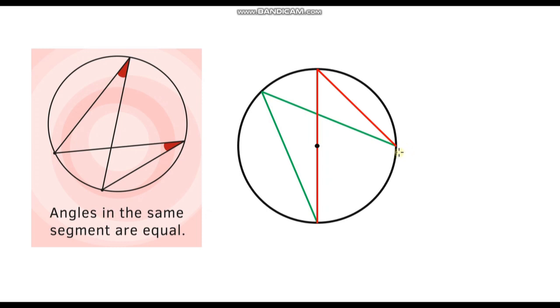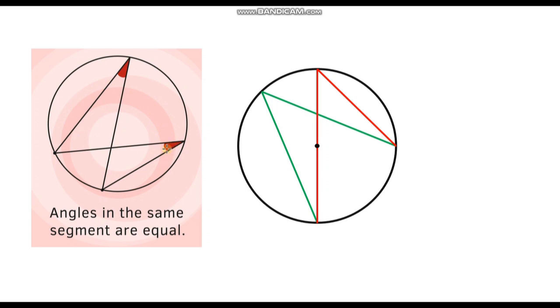Okay, so this is the third circle theorem we're going to look at, and it's going to be the last one for this video. And it is angles in the same segment are equal. So notice that these two angles are formed from these 2 points here on the circumference. So if we were to draw a chord that connects these 2 points, then we would have created a segment, which is where the name comes from. But basically it's just these two angles are equal.